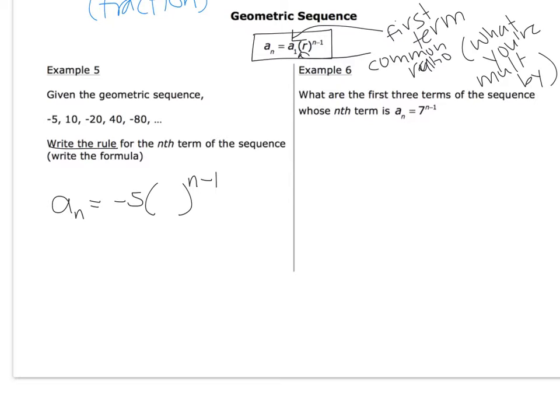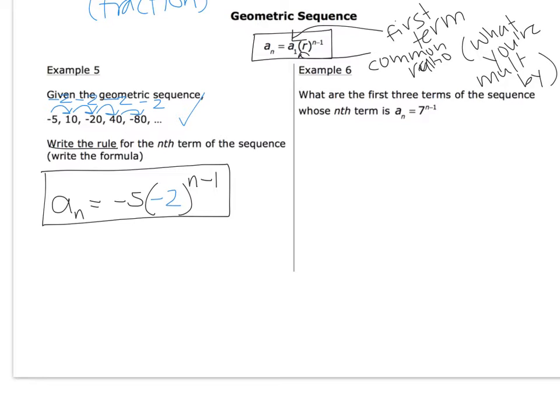Well, what are we multiplying by? This one should be fairly easy. What am I multiplying to get from negative 5 to 10? That's times negative 2. Keep checking. Is 10 times negative 2 negative 20? Yes. Is negative 20 times negative 2 positive 40? Yep. And is positive 40 times negative 2 negative 80? It checks out. So my value for r is going to be negative 2. This is my answer, my rule, my formula.